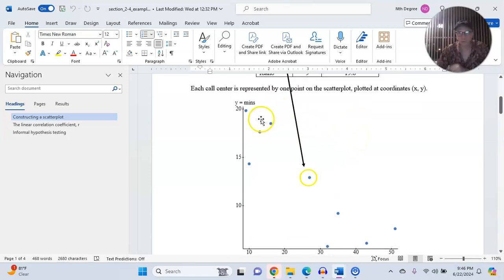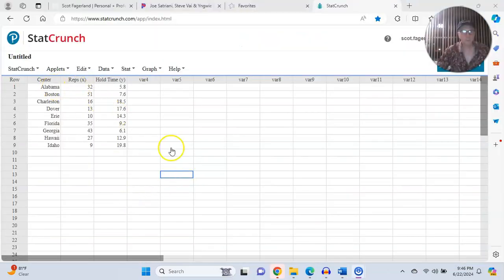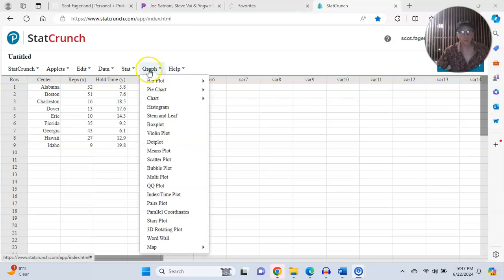Okay, so now let's go to StatCrunch because we need to learn how to actually generate this graph. Here's the same data copied and pasted into StatCrunch. And it's probably not going to be too much of a surprise. I think you could probably stumble upon this on your own.